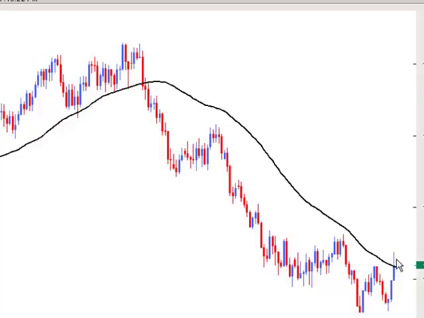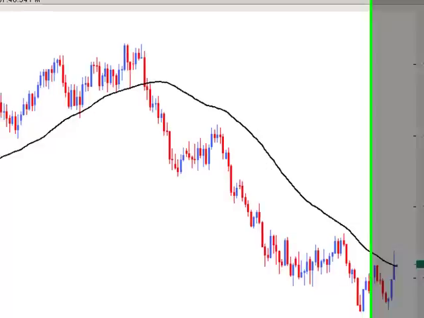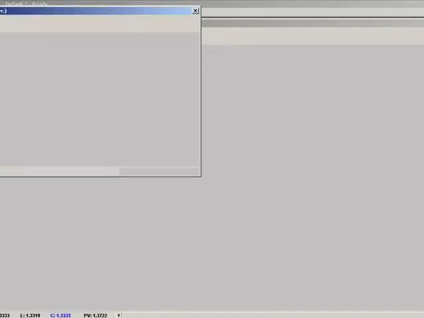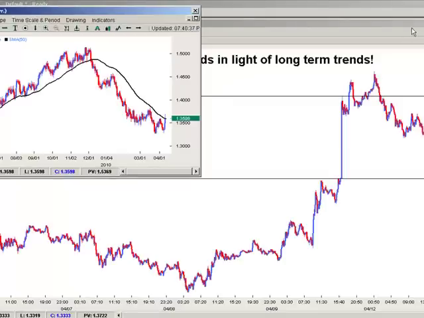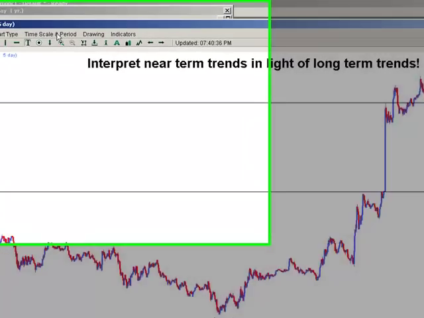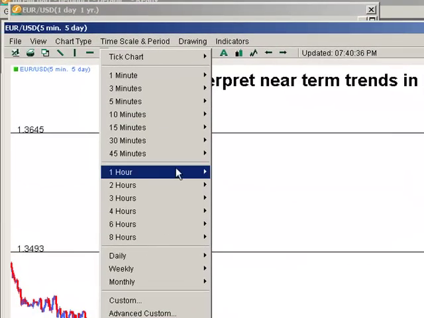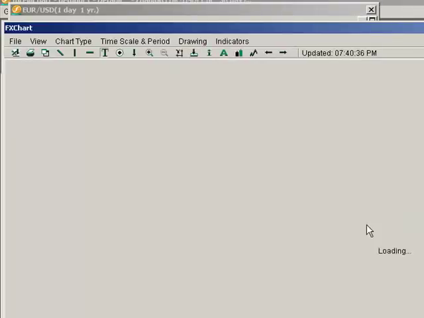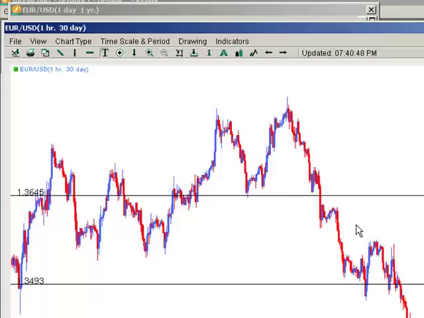And so what we want to do is look for a topping period in the short term, so that when the short-term chart starts to turn down in line with this long-term chart, then we know we've got the near-term and long-term order flow happening in our favor. And so going back to that, you can look at many different time frames. You don't have to be on a 5-minute chart. You can be on something like an hourly or 30-minute chart if you wish.